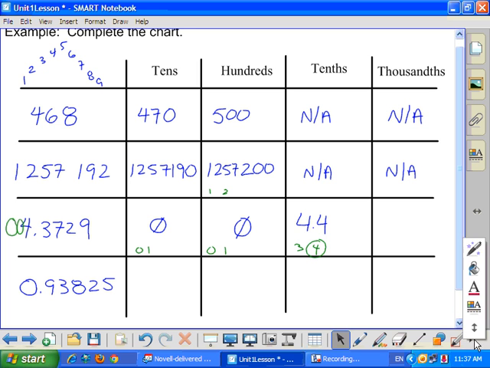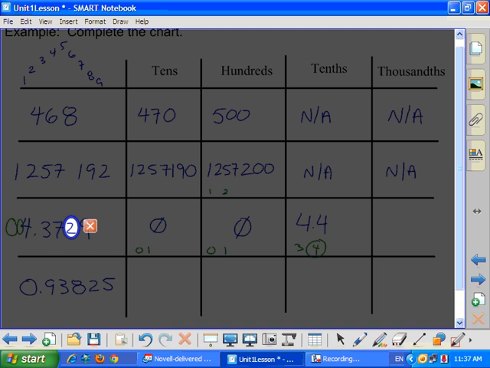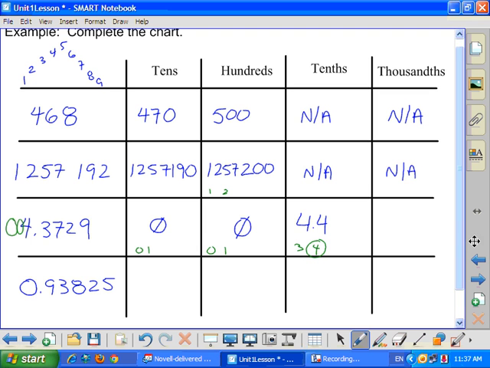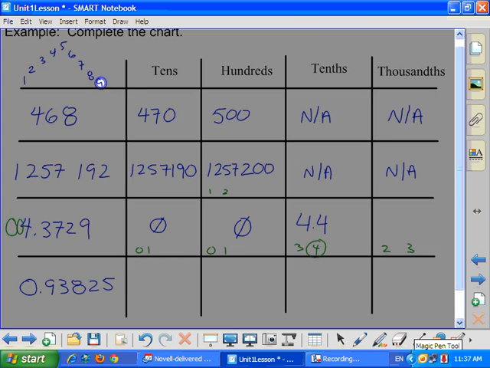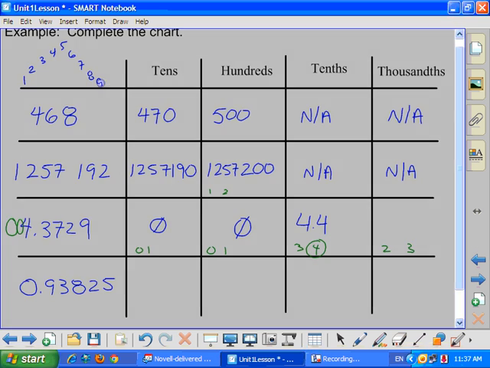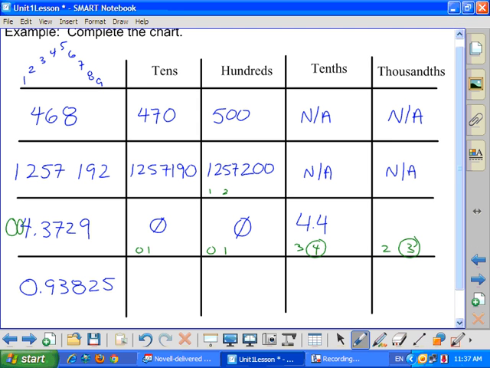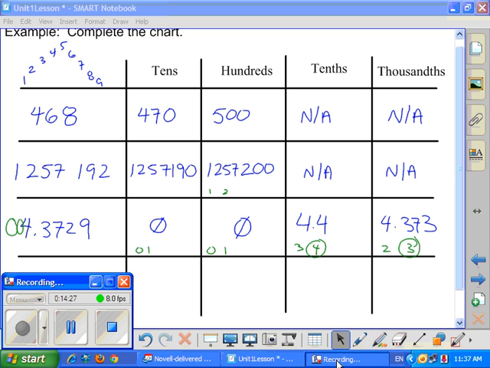And finally, thousands. So 10, 100, thousands. So it's the 2. So it's either going to be a 2 or it's going to become a 3. So when you look at the next number after that 2, we see it's a 9, which means we're way over the hill. So that means it will round to the bigger number. So it becomes a 3. So 4.373 is our answer. All right.